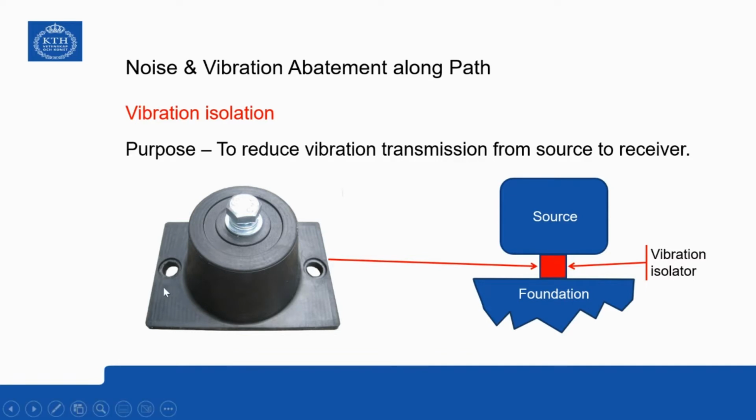So in practice, this can look like this. If this is a machine, we mount the machine on the foundation via this kind of vibration isolators, often manufactured in rubber, weak rubber.